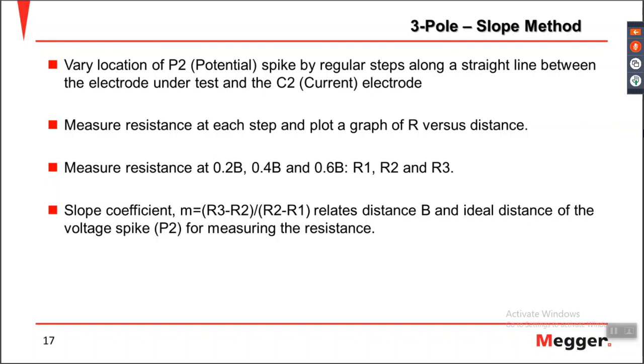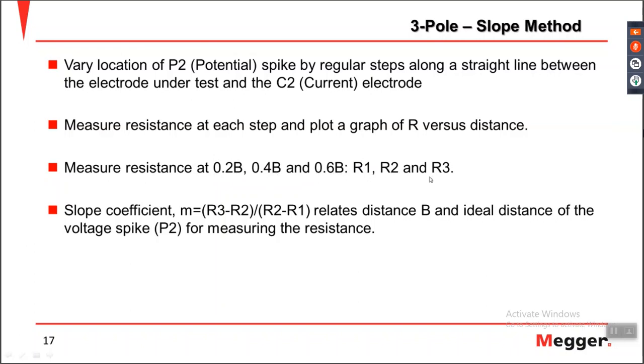And then you insert the potential probe at distances equal to 20%, 40%, and 60%. These are mandatory values, 20, 40, 60, for this slope method. You cannot put maybe 25, 45. No. For this method, you need to follow this procedure: 20%, 40%, and 60%, and then you will get 3 resistances: R1 for the 20%, R2 for the 40%, and R3 for the 60%.